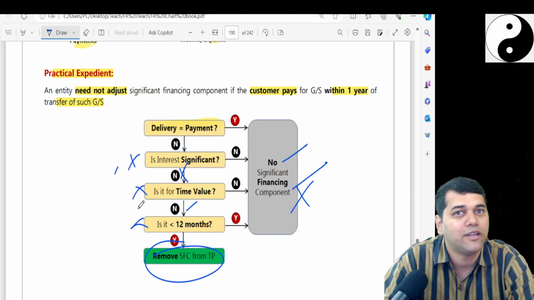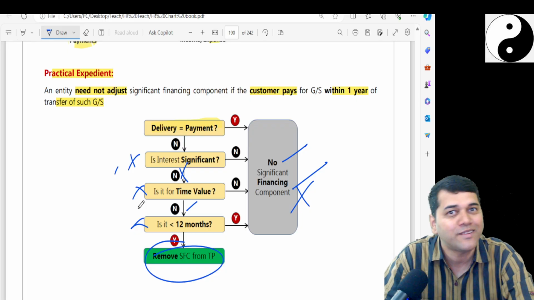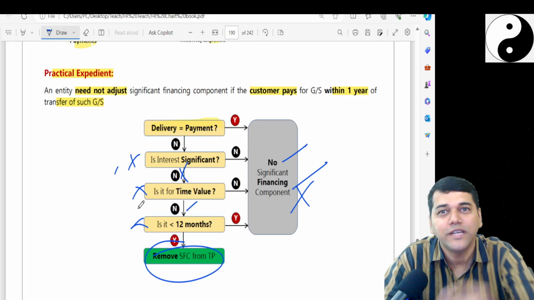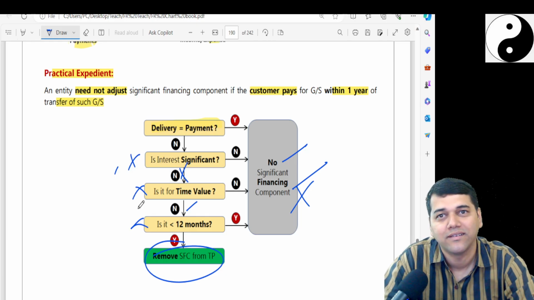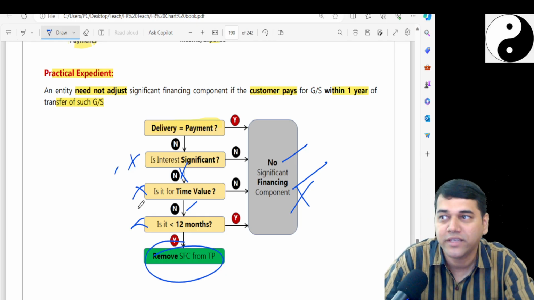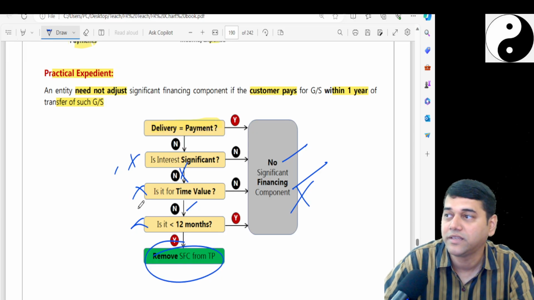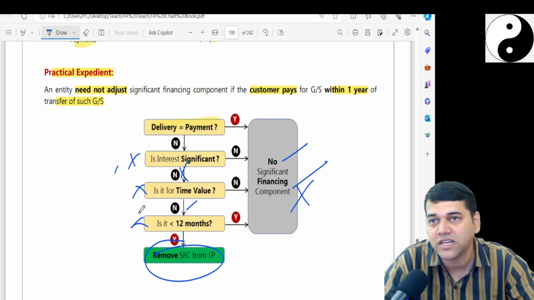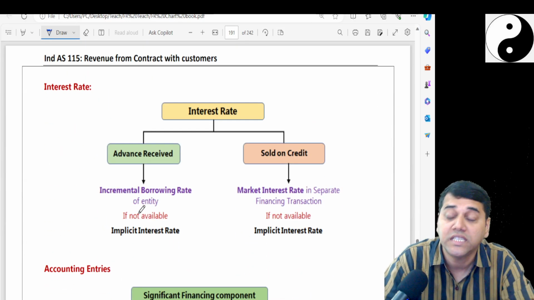So every question till now that we have come across was fairly simple: you didn't deliver, customer didn't pay. So we have to check now those cases where financing components will be there, and let us understand how to remove them also. Now, which interest rate has to be taken?